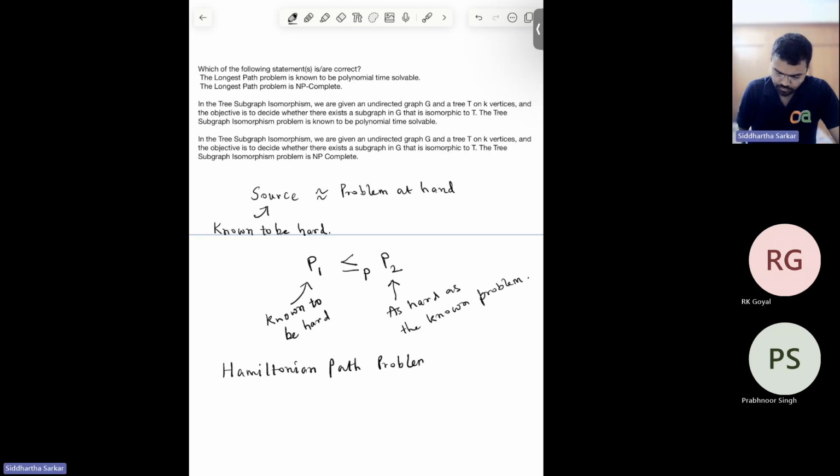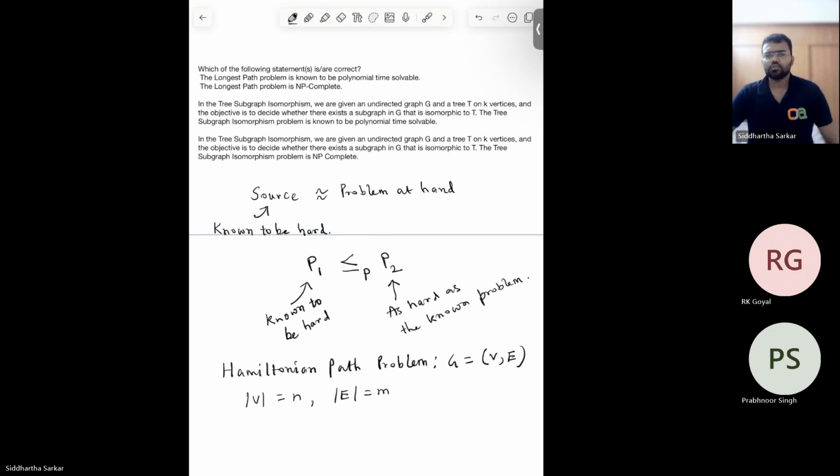In this problem, you are given a graph. Okay, so the graph is, let us say, on n vertices and m edges. All right, so number of vertices is n, and number of edges is m. So you have to give a path starting from a vertex. You have to give a path that touches every vertex and does not intersect itself.